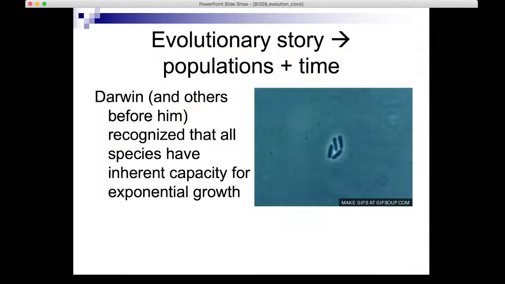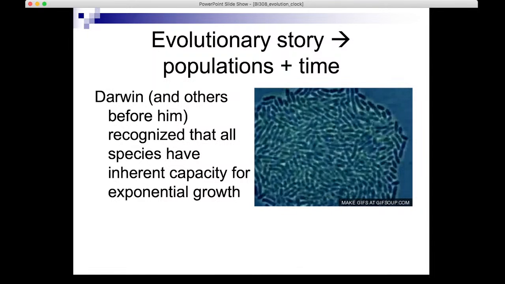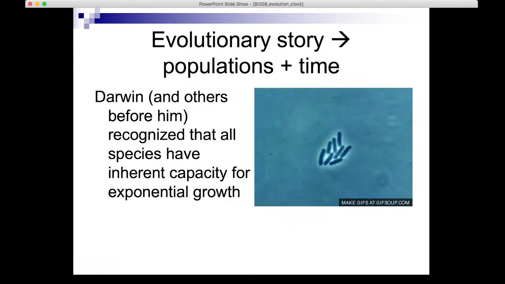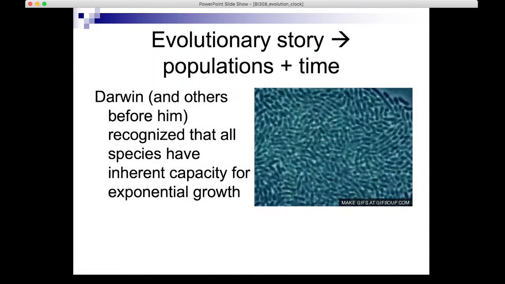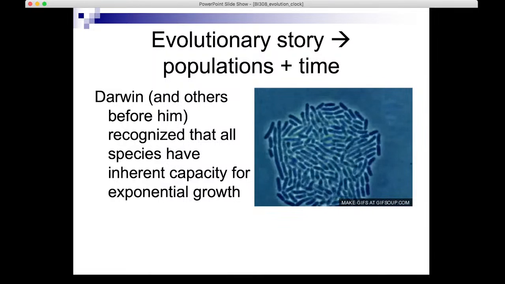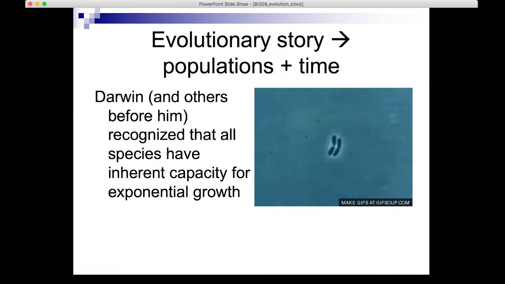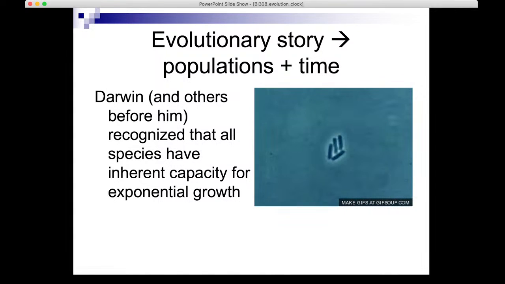All right. So Darwin and others before him recognized that all species have an inherent capacity for exponential growth. So this is following bacteria growth on a petri dish over time, and what you're supposed to get is this idea that every species has the capacity to increase like this. All right? Okay.